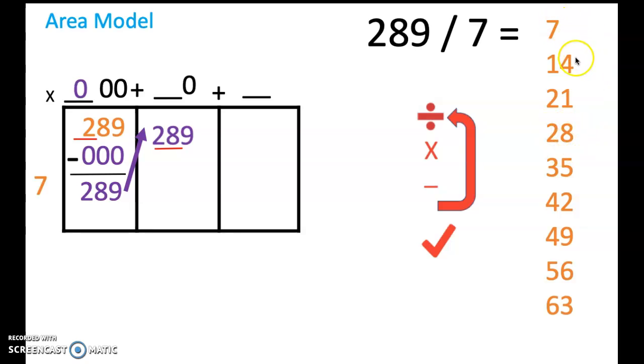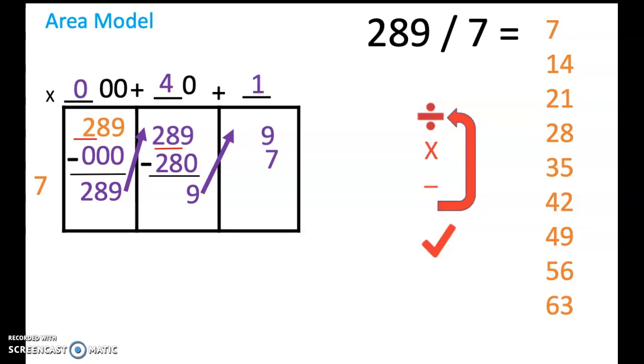We got that by skip counting 4 times, but really that's 40. Multiplying 40 times 7 is 280. When we subtract, we're left over with 9. That will take us to our next place value, the ones place.